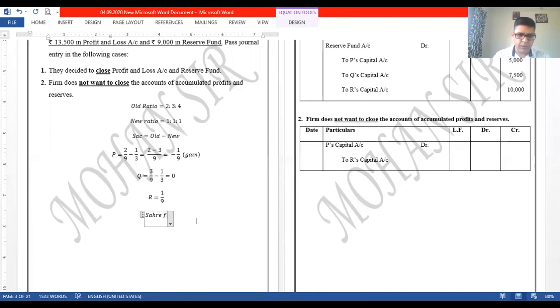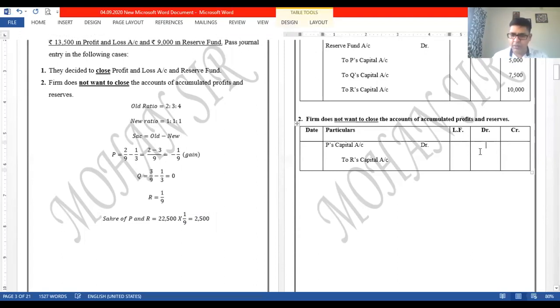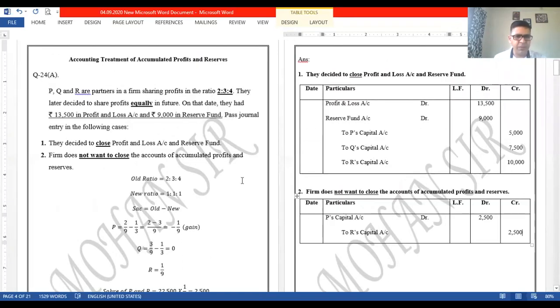Share of P and R. Okay, that will be equal to 22,500. This is the total amount to be adjusted into 1/9. 1/9 is a share, so the amount is 2,500. Correct. So that's all. A very simple sum to understand the concept.